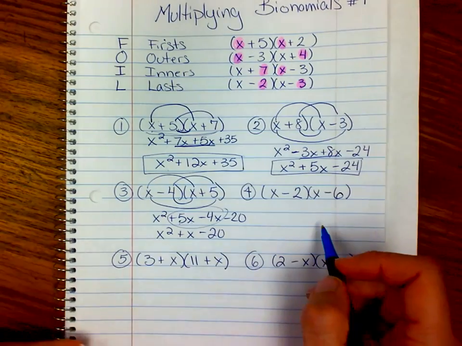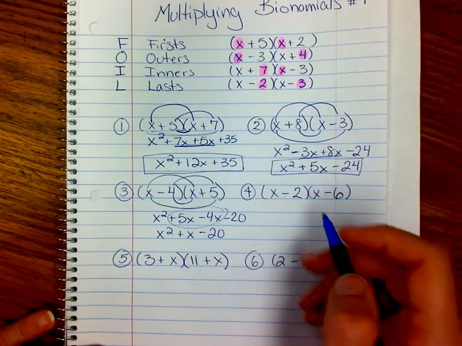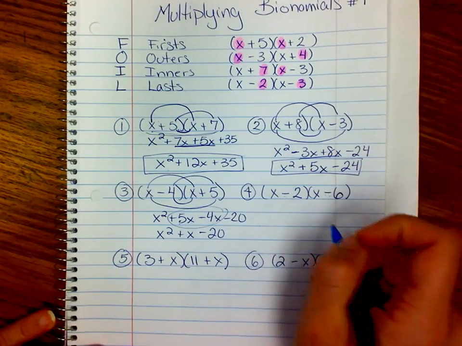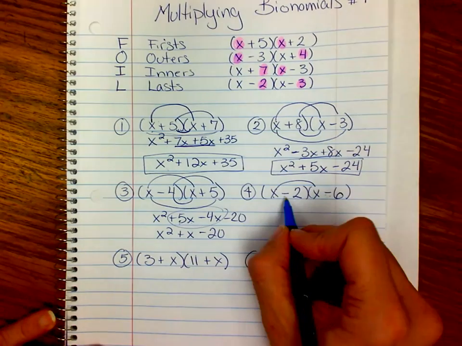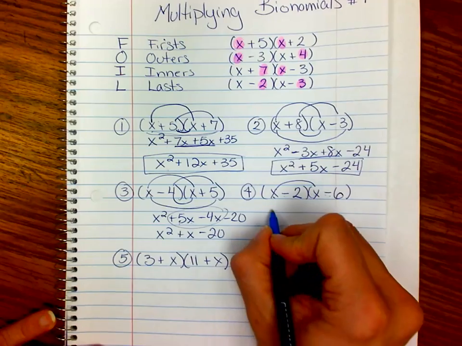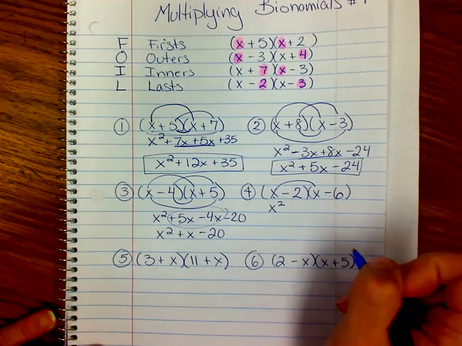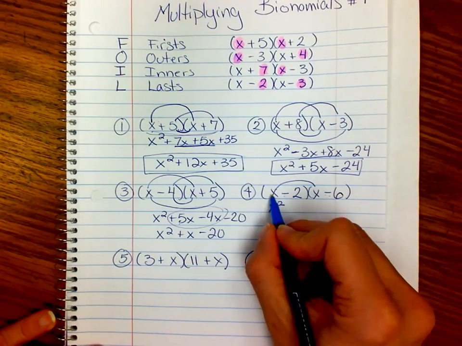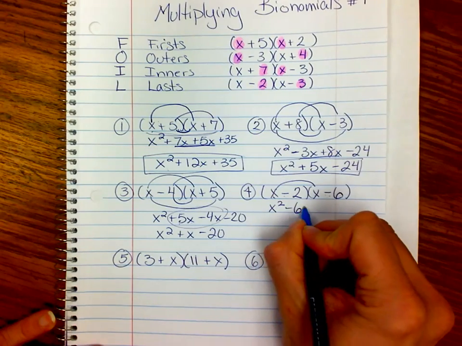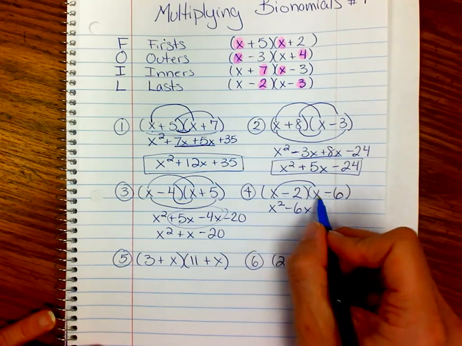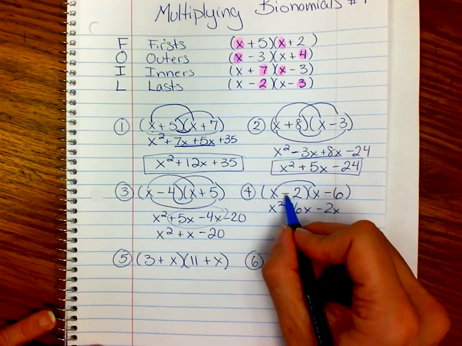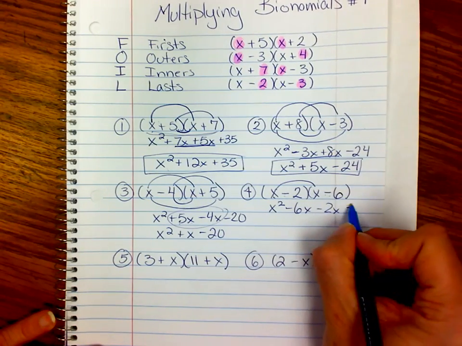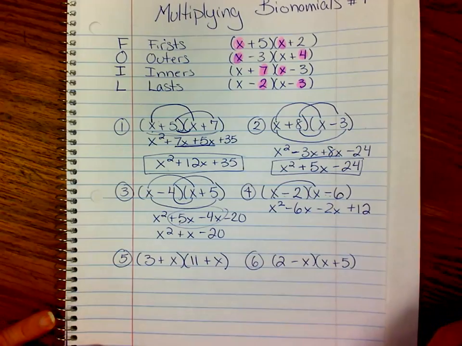Okay, this one right here, notice there's a negative in each binomial. We're going to add some negatives. Sometimes kids have a hard time with that. X times x is x squared. Negative 6 times x is negative 6x. Those are outers. Our inners, negative 2x. And our lasts, a negative 2 times a negative 6 is a positive 12.